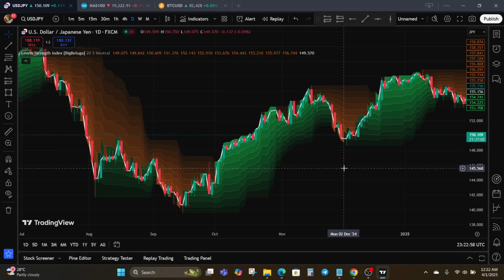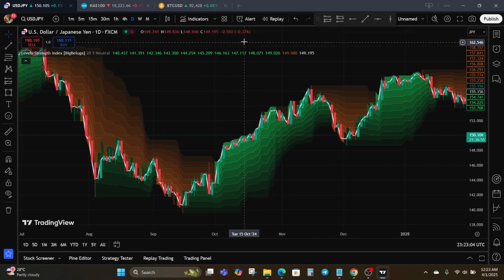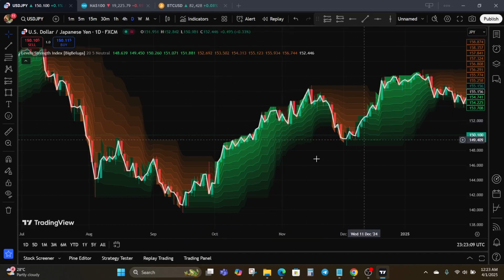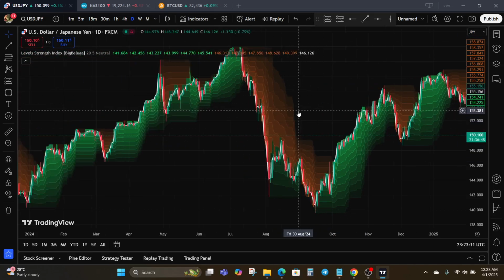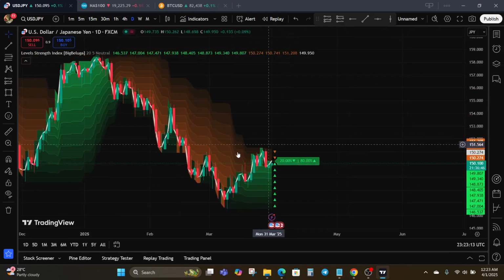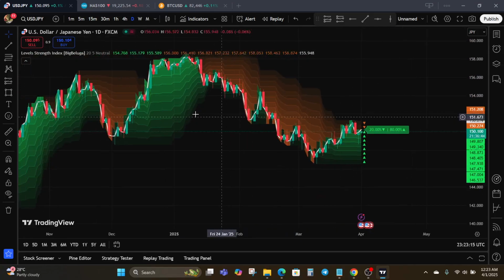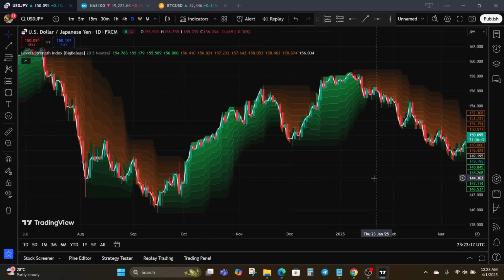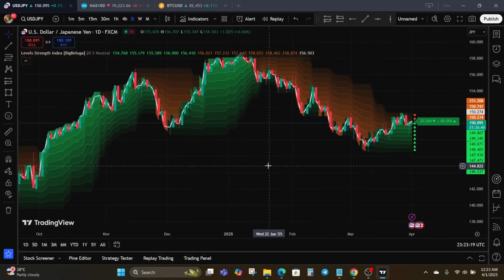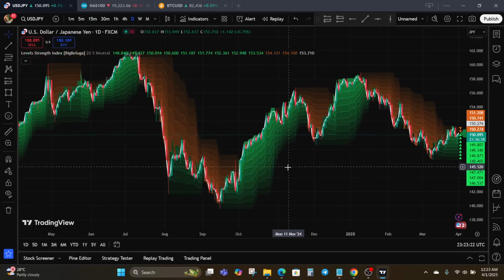So to start using this indicator, of course, you open your TradingView and search for the Level Strength Index in the indicator bar. Once applied, you're going to see the indicator appear on the chart. This indicator looks like a dragon skin. Well, the indicator is quite an effective one though, even though it looks complicated, all you have to do is understand how it works.